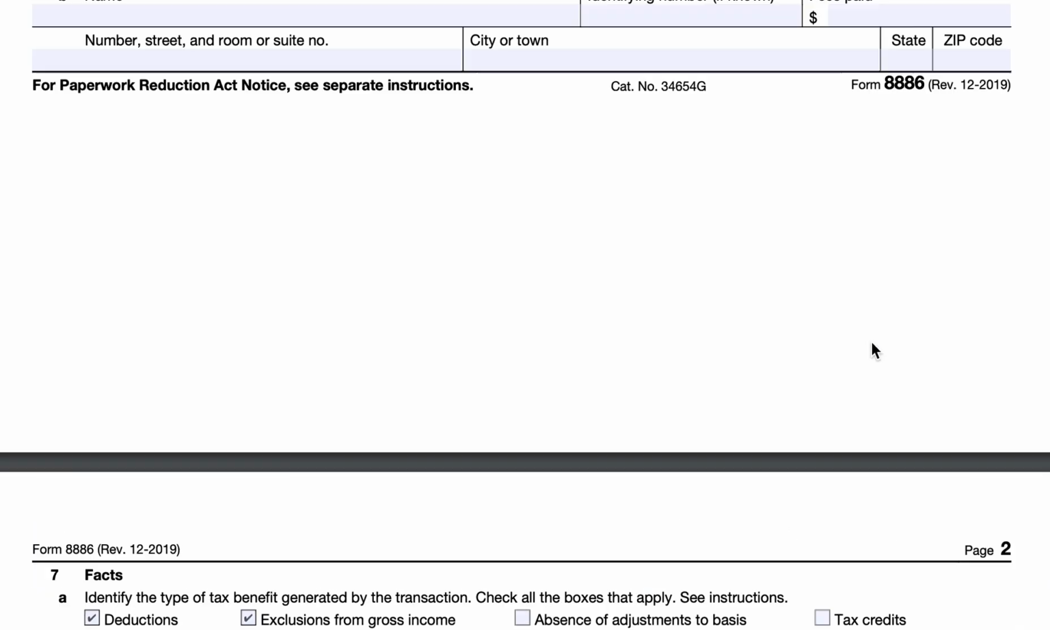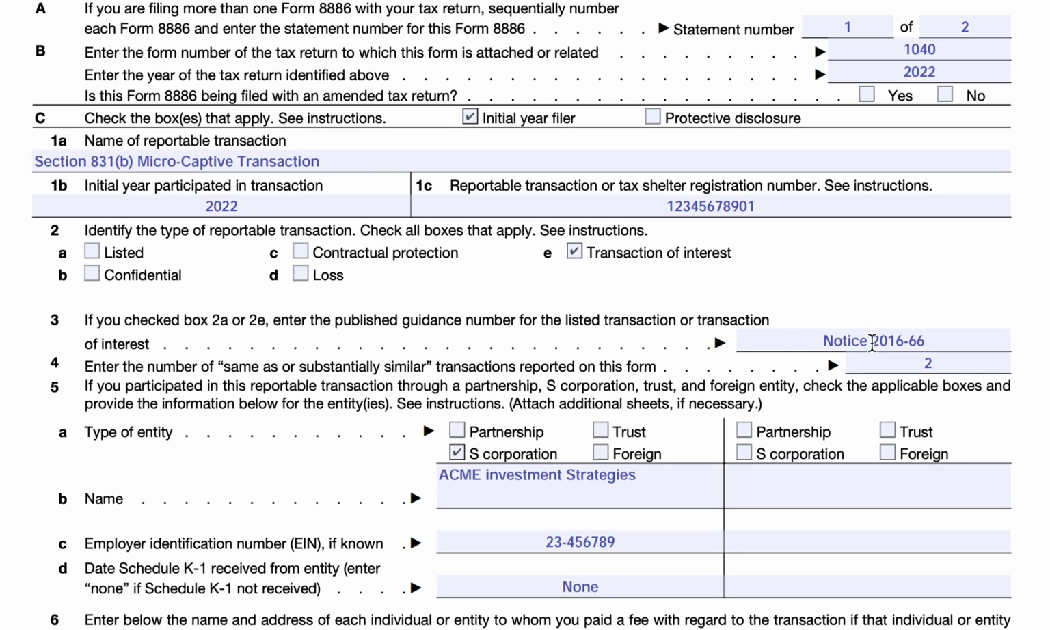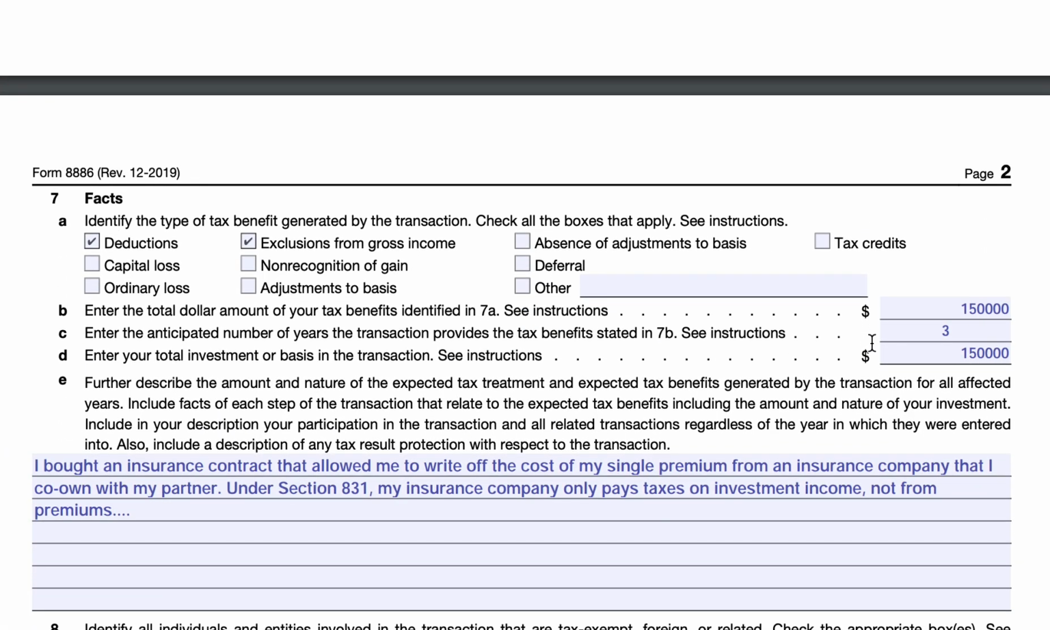transaction is one where you have a related party that's an insurance company, and you buy an insurance policy and you're writing off the premiums, but the insurance company has structured itself under Section 831 so that it only pays taxes on investment income and not the premiums that you paid. So you are taking a tax write-off for the premiums, but the insurance company is not collecting that premium as revenue the way it should be.